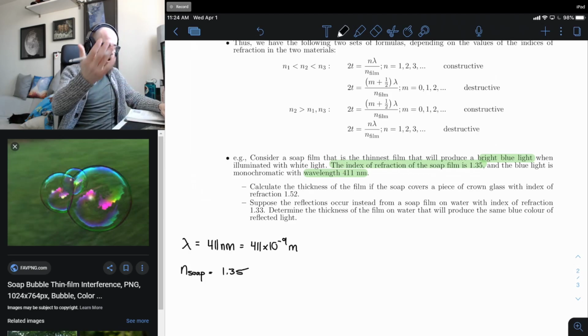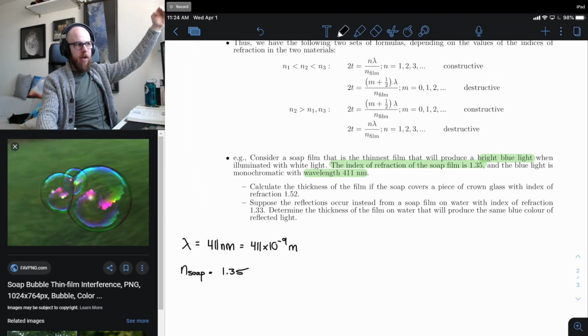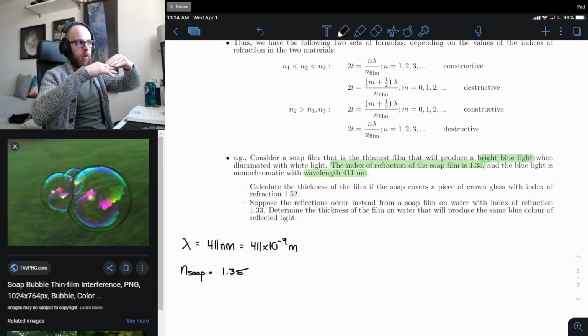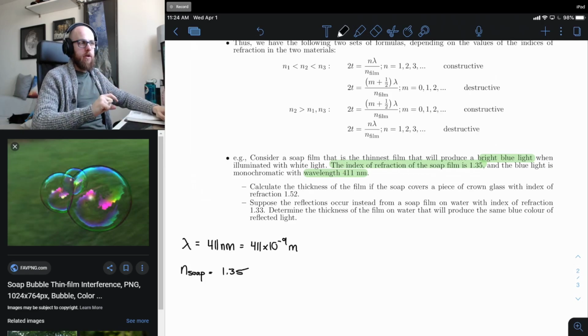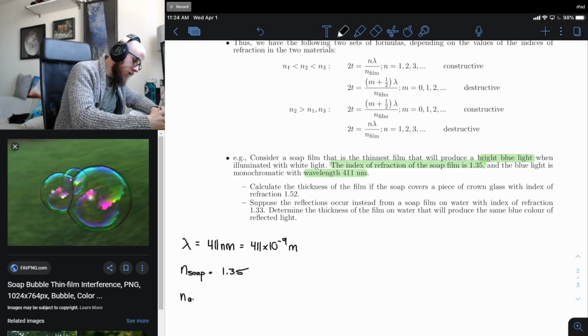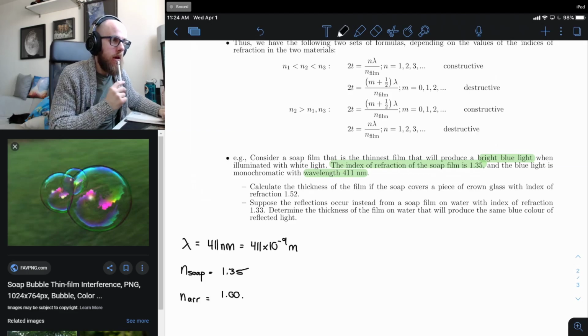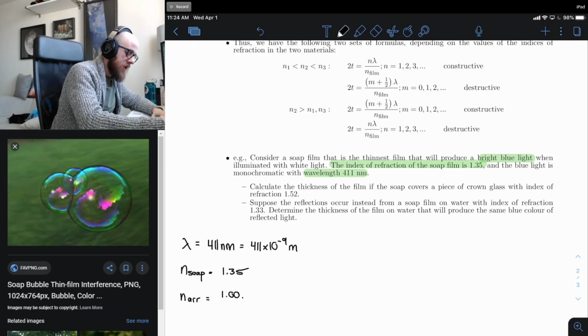We also know that the light is initially traveling through the air and then hits the soap film, and then we're going to figure out what the bottom layer is going to be in a second. Okay, so n for air is just 1, or approximately 1.00. And we're given two separate scenarios here.